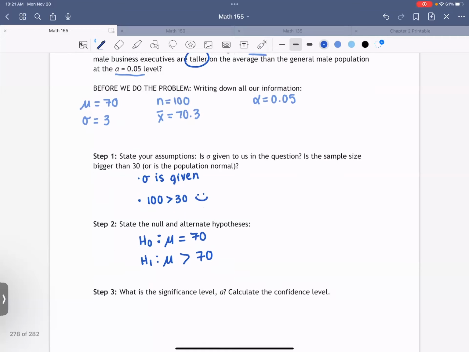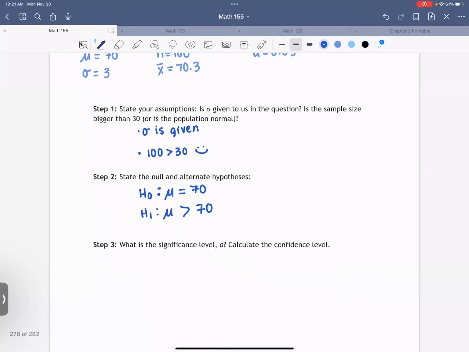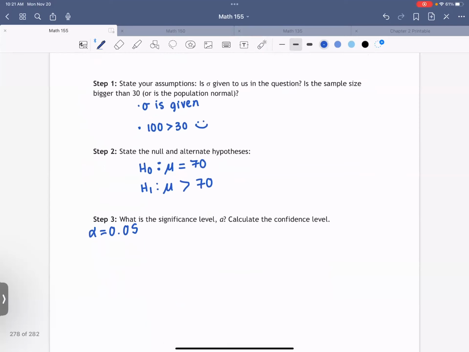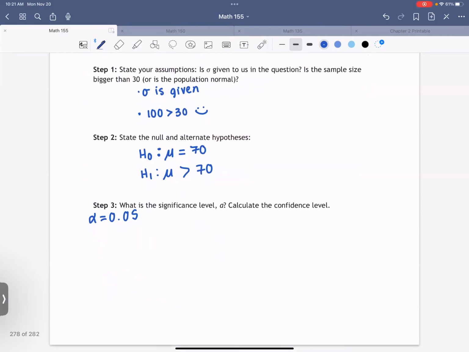Okay. Next, this significance level alpha. Well, that's given to us in the question. I wrote it down to be 0.05. So that was easy. We have to calculate the confidence level though. Does someone remember the equation for the confidence level? It's on the back page, the page behind yours.